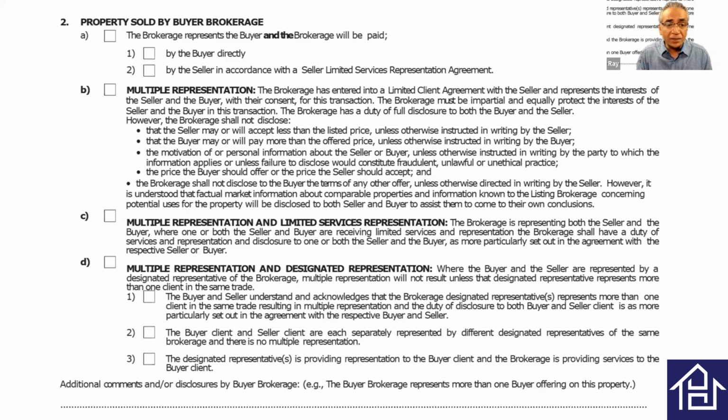And number 3 talks about the designated representatives providing the representation and the brokers providing the service, which is the case when you have a designated representation. So you would select number 3 as well when you have a designated representation, just to reiterate who's providing what type of service to the client.